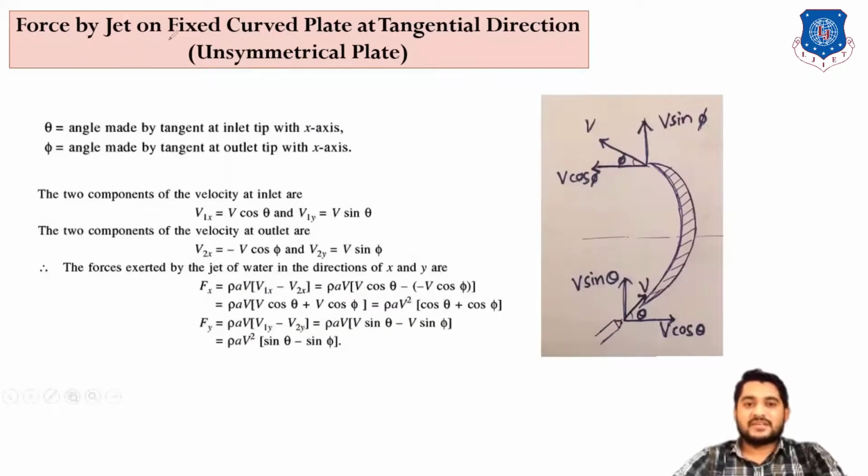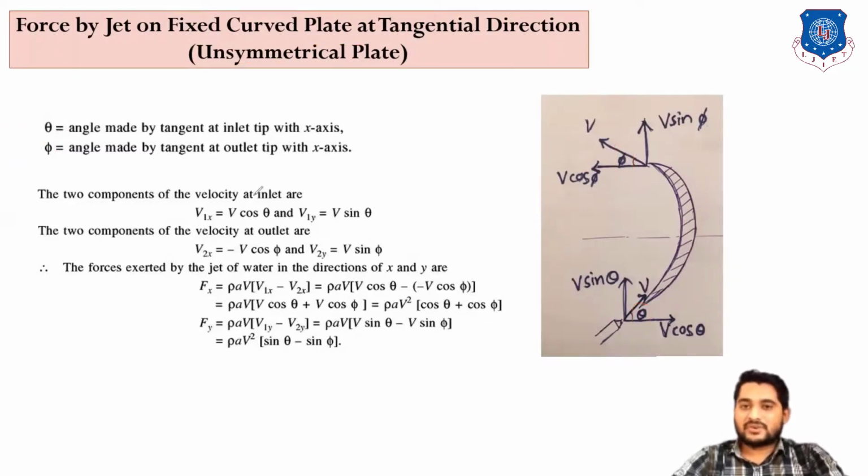Force exerted by jet on a fixed curved plate tangentially, but the blade is unsymmetrical. So what do we mean by blade unsymmetrical? It is not similar about the x-axis, meaning here is angle theta and here is angle phi, right? In the symmetrical case, on both sides the angle will be theta, but in the unsymmetrical case, one side angle is theta and the outer side angle will be phi, right? So here is the notation: one side angle is theta and the outer side angle is phi.